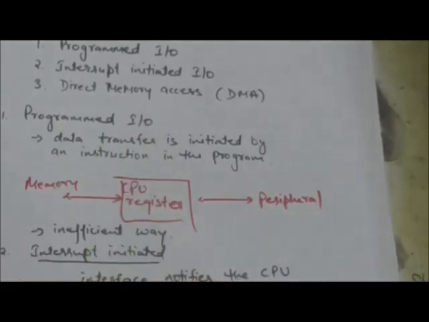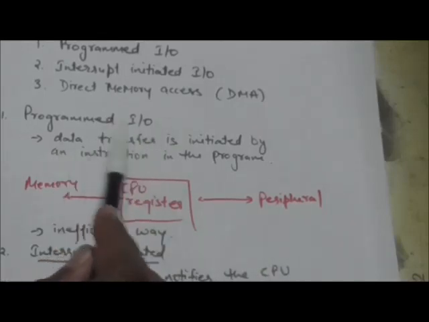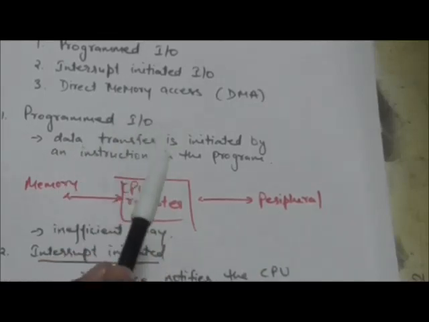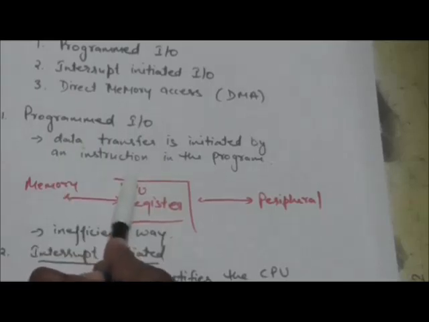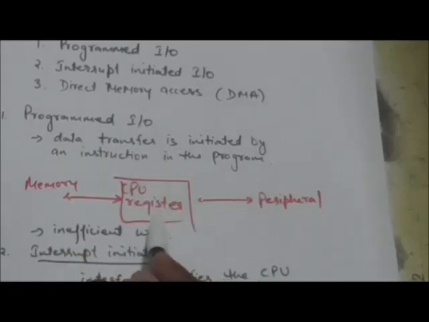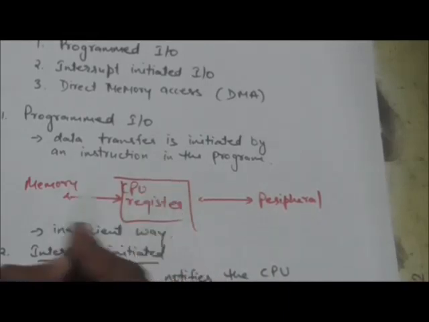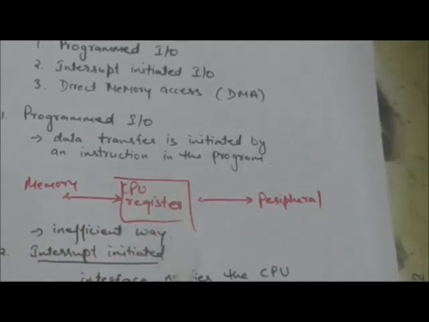Programmed input output operations are the result of input output instructions which are written in the computer program. In this case each data transfer is initiated by an instruction which is written in the program, and usually the transfer is between the peripheral and a CPU register, and other instructions are needed to transfer data between memory and the CPU register.